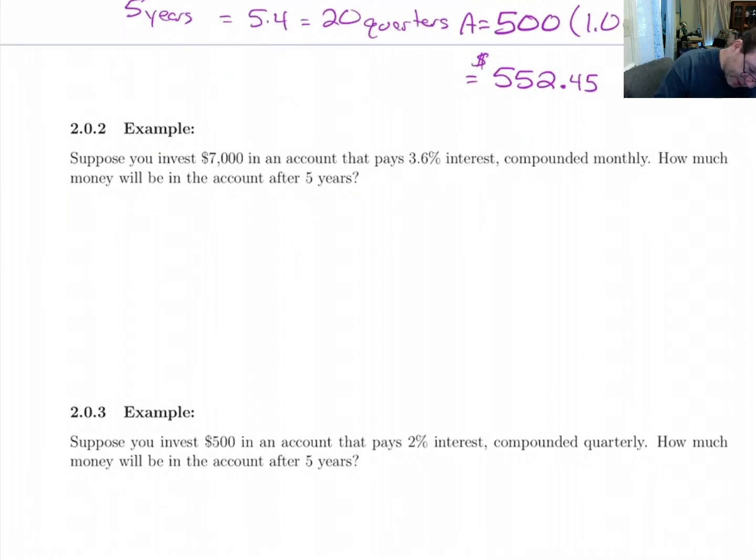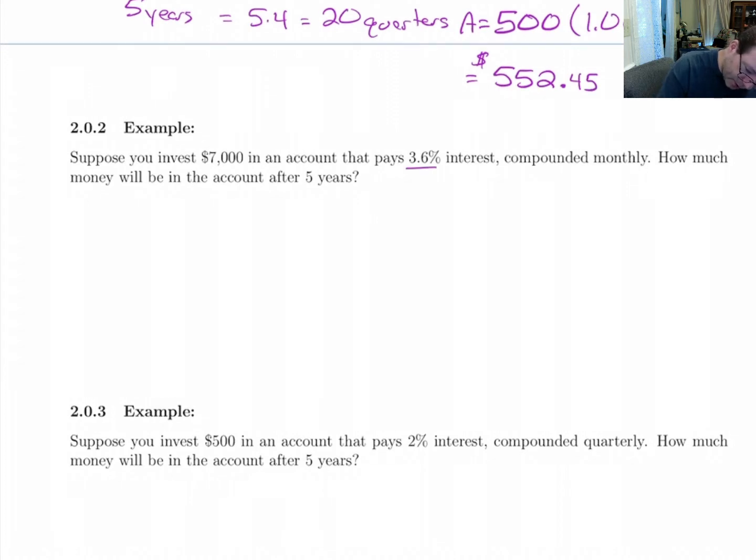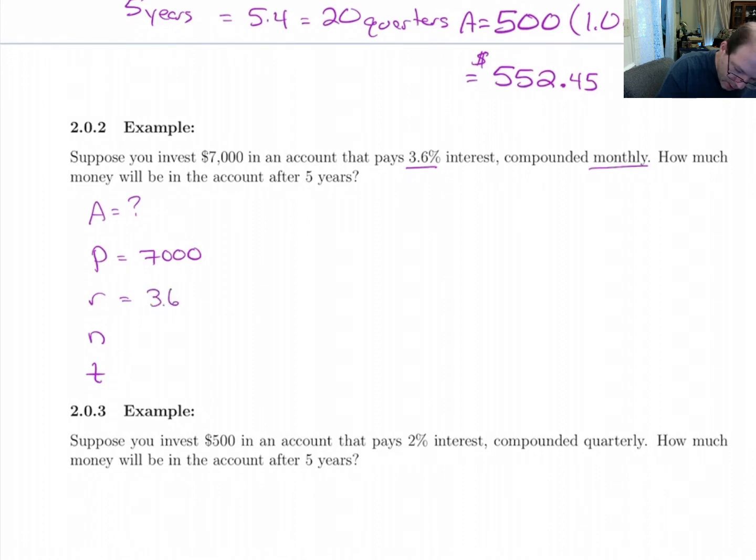So suppose you invest $7,000 in an account that pays 3.6% interest compounded monthly. How much will be in there after 5 years? All right. So accumulated amount is what we're trying to find. Principal is what we put in, 7,000. The rate is 3.6%, which is 0.036. N in this case, since it's compounded monthly, is 12 times per year. And the time we're looking at is 5 years.